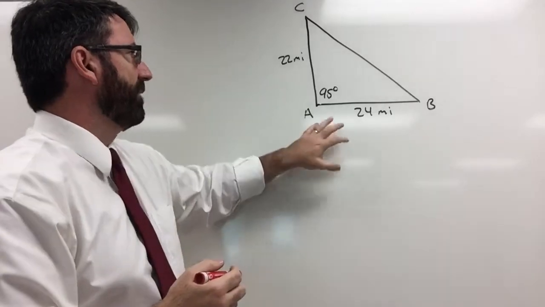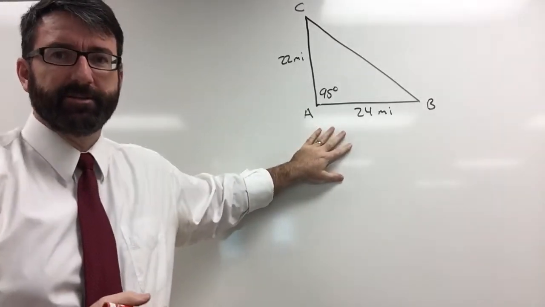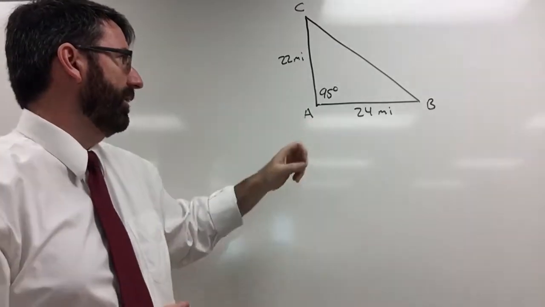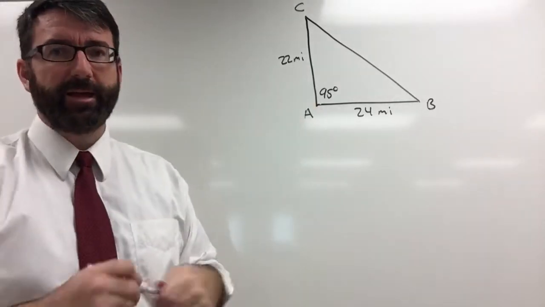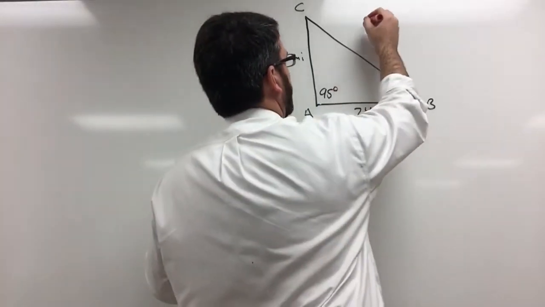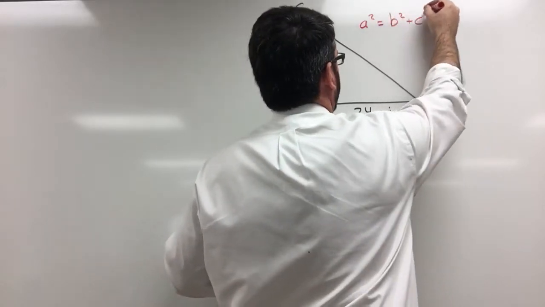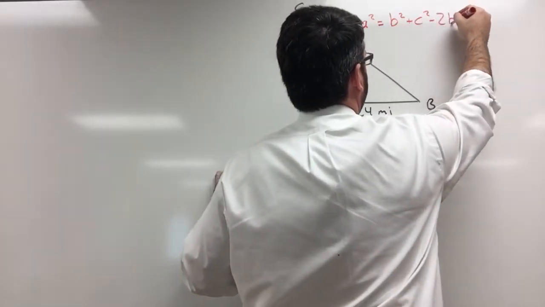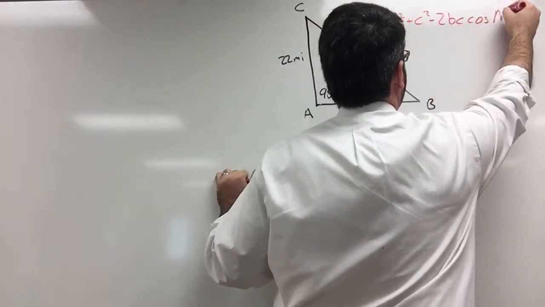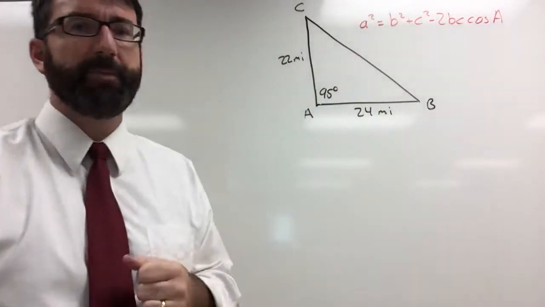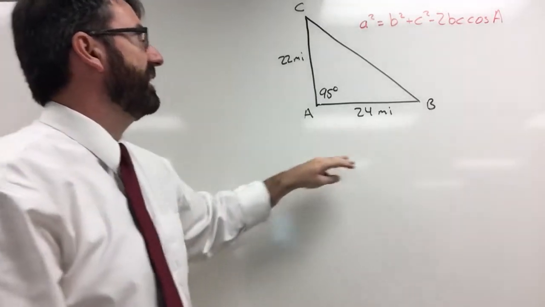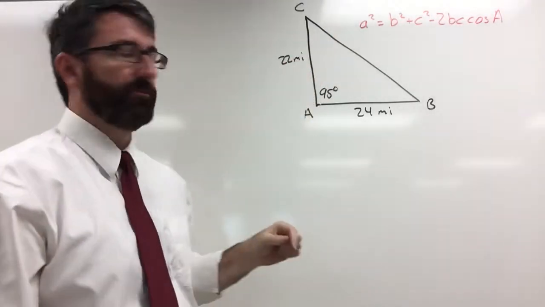And which formula we're going to use for the law of cosines is going to be determined by which angle we know. Here we know angle A. So our formula is going to be A squared equals B squared plus C squared minus 2BC times the cosine of angle A. All right, so now let's plug in what we know into that formula.